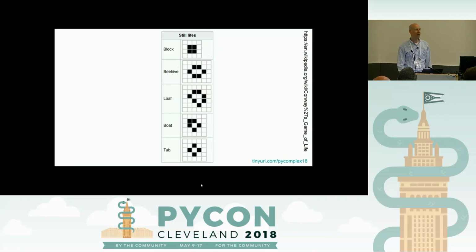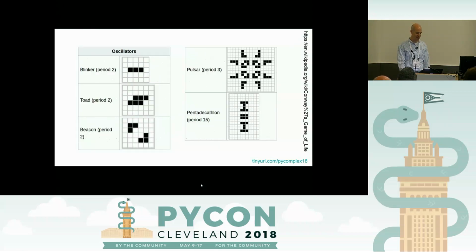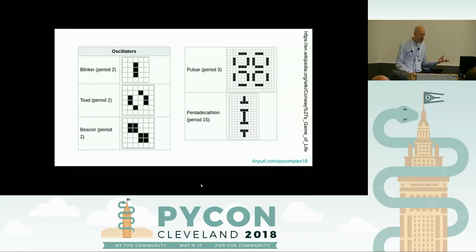And people have given all of these entities cute names based on what they look like and how they behave. So there are things like the beehive and the boat and the tub and so on. The other pattern that shows up are various oscillators. And oscillators are also stable in the sense that they don't change. Well, they have a steady state, but it's an oscillating steady state. So if you look at that blinker, for example, it looks like it's rotating.